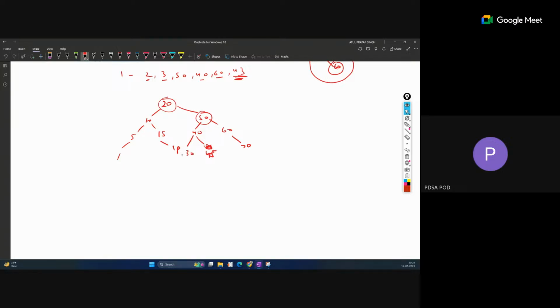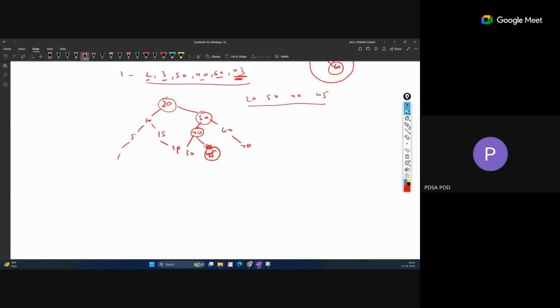So 45 is greater than 20, you will move to the right side. Now 45 is smaller than 50, so then you will move to this side. Now 45 is greater than this 40, so you will move to the right side. So in a binary search tree, you are following this sequence of comparison: 20, 50, 40 and 45. So this sequence is given here and we are validating that.